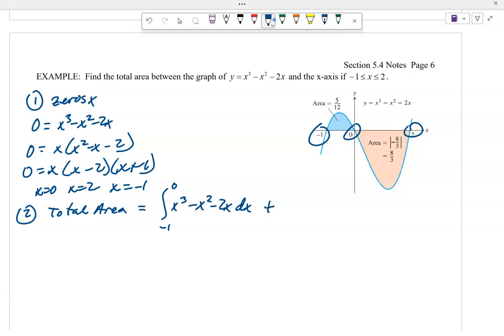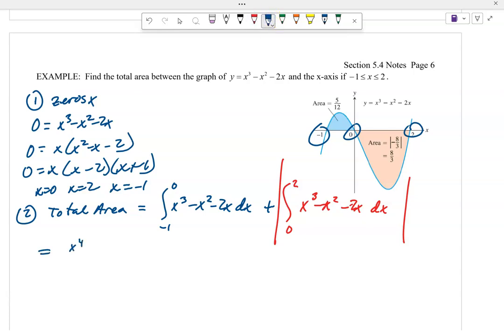Plus, but when I go from 0 to 2, this is going to give me negative. So I got to slap absolute values on this, because it'll give me a negative value, and it already shows there it'll give me a negative 8/3. But let's go ahead and run through it now.